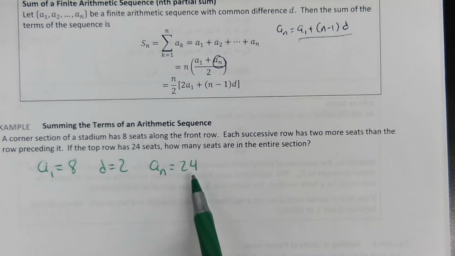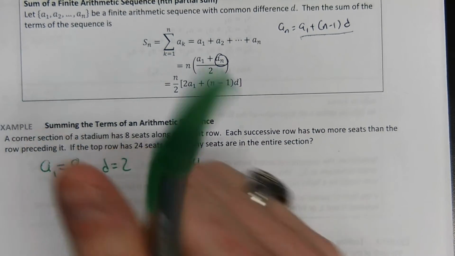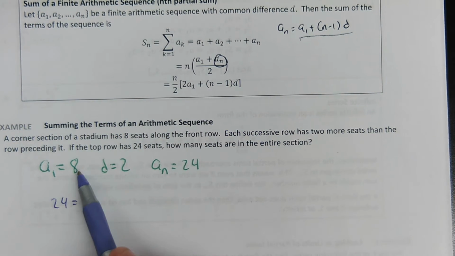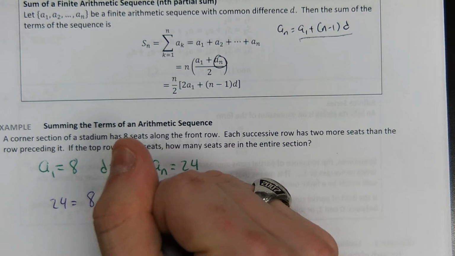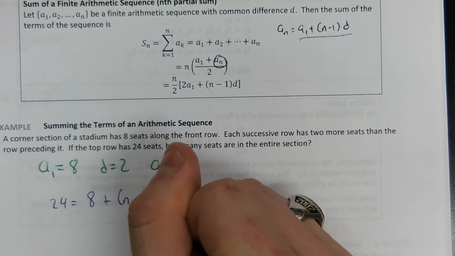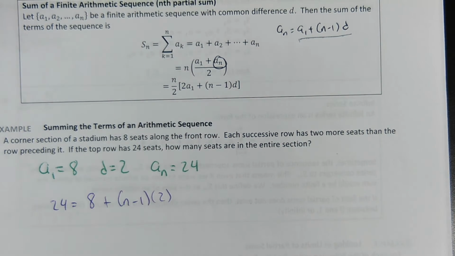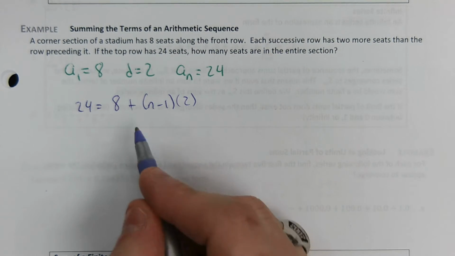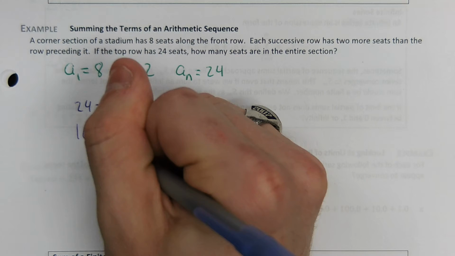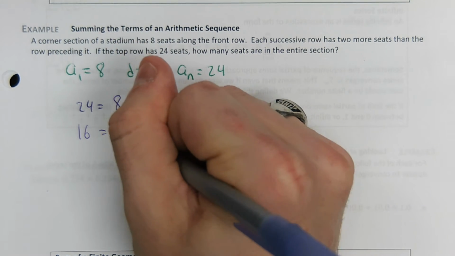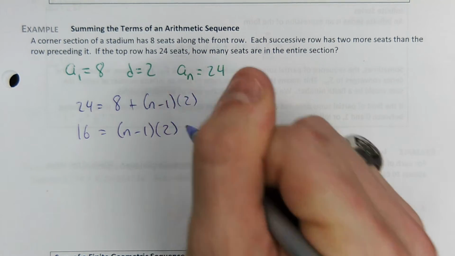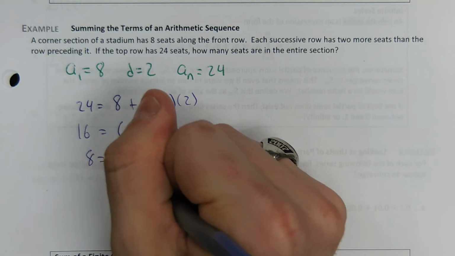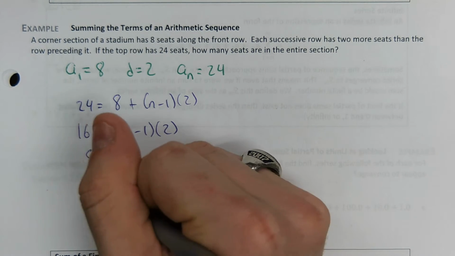a sub n is 24. So 24 equals a1, which is 8, plus n minus 1 times 2. And now we solve for n. I'm going to subtract 8. I'm not going to distribute the 2 because I would rather divide by 2. Divide both sides by 2, you get 8 equals n minus 1. Add 1, n is 9.